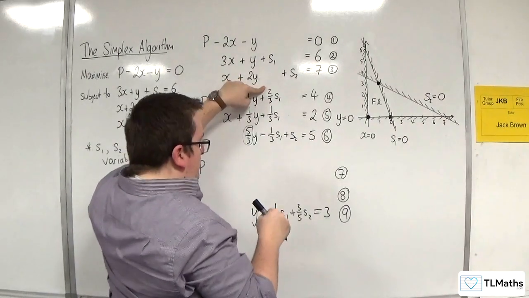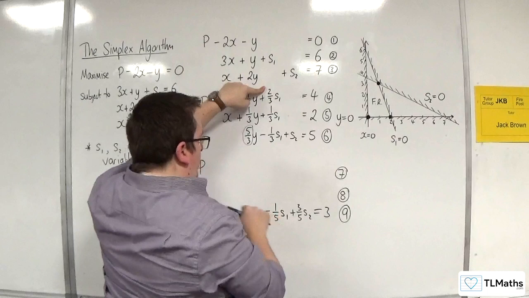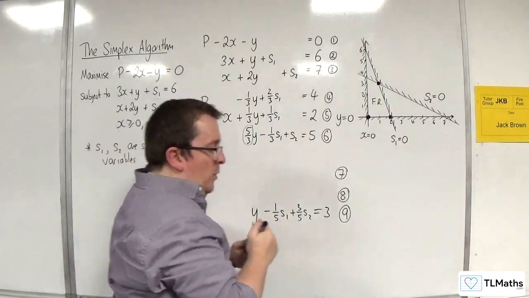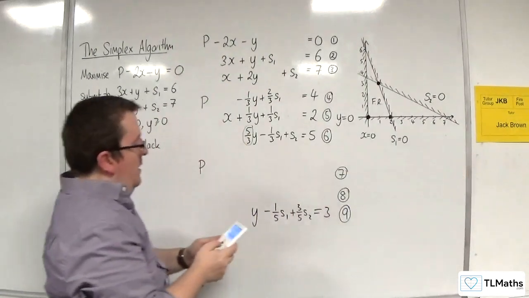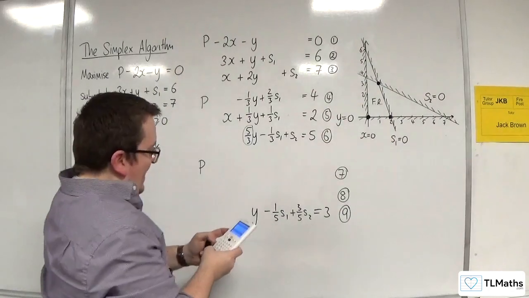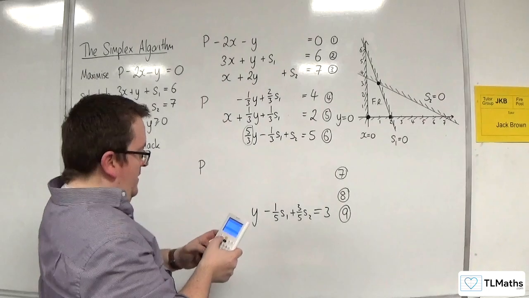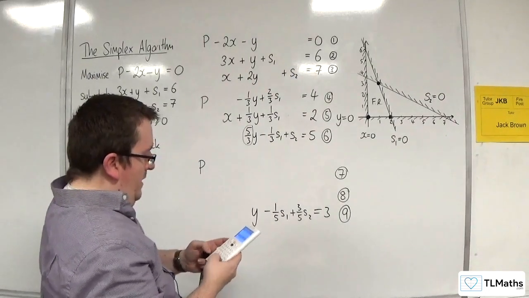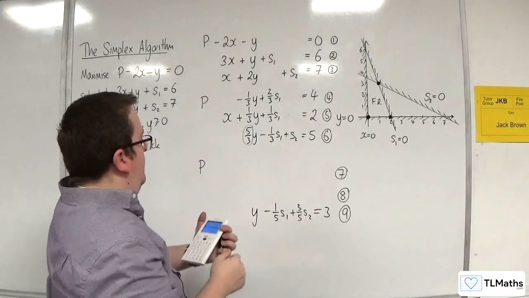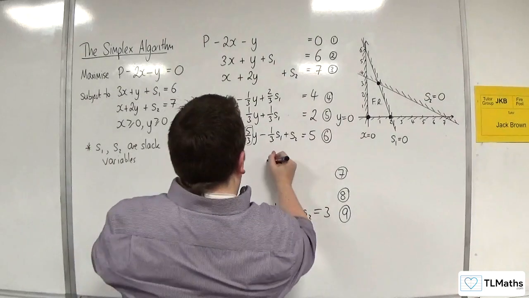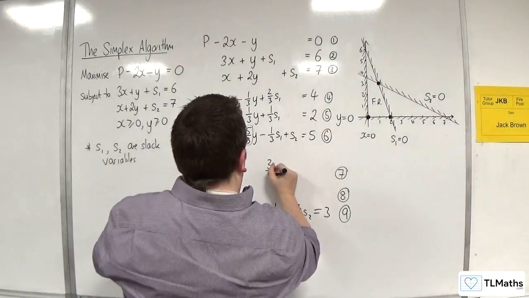2/3 S1 plus 1/3 of minus a fifth S1. Right, I'm not trusting myself. So 2 divided by 3 plus 1/3 of minus a fifth. Okay, 3/5. So 3/5 S1.